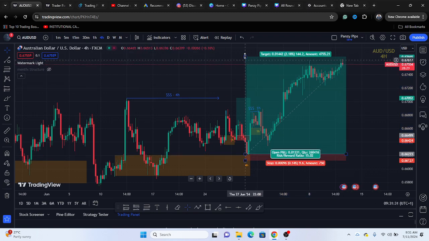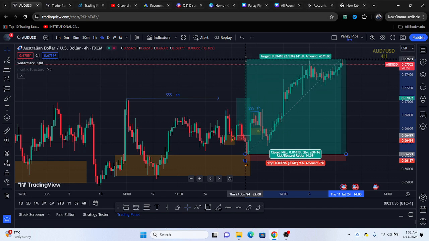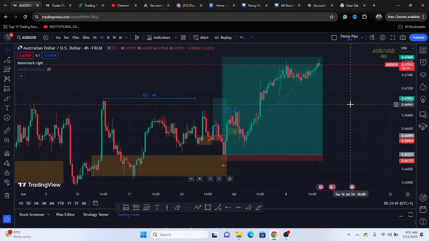Came really close. Let's see. It was like 1 to 14. 14.7. Okay. Let's go for 15 and see. All right, so that's where we are on the Australian dollar US dollar.